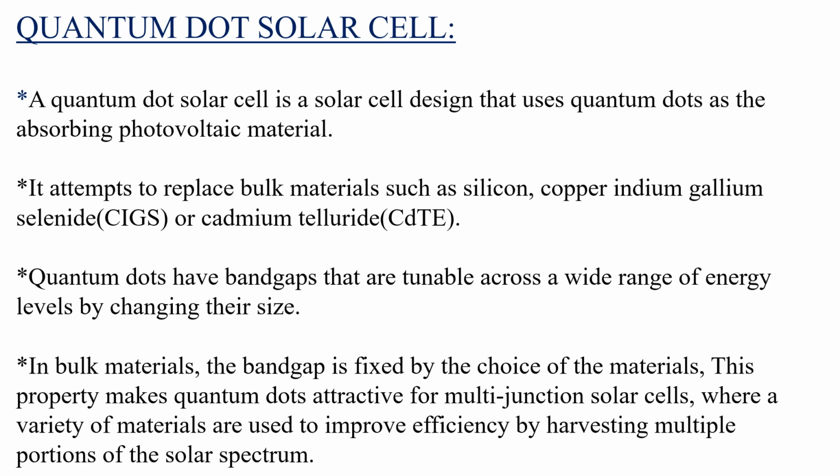Quantum dots have band gaps that are tunable across a wide range of energy levels by changing their size. In bulk materials, the band gap is fixed by the choice of the materials. This property makes quantum dots attractive for multi-junction solar cells, where a variety of materials are used to improve efficiency by harvesting multiple portions of the solar spectrum.